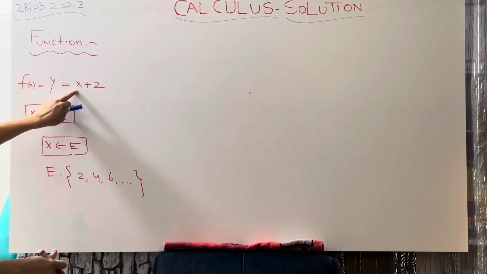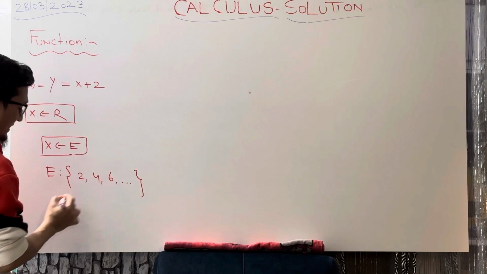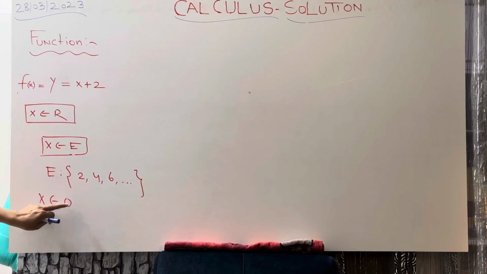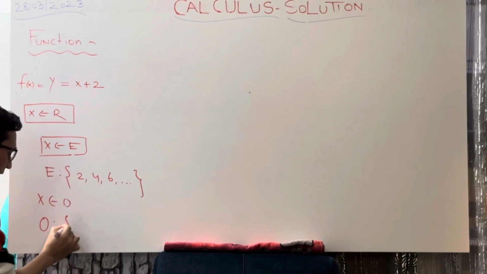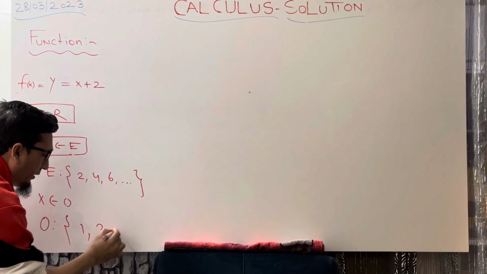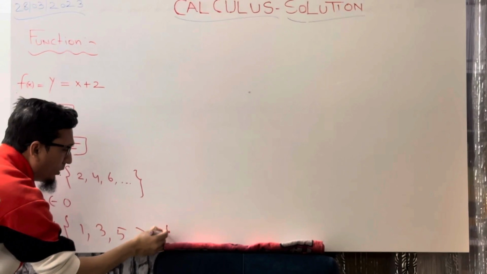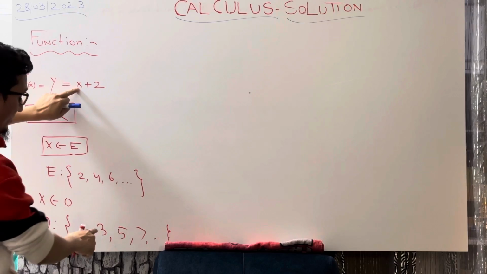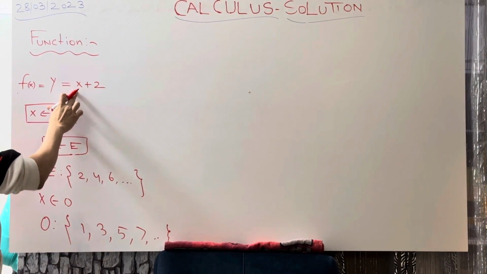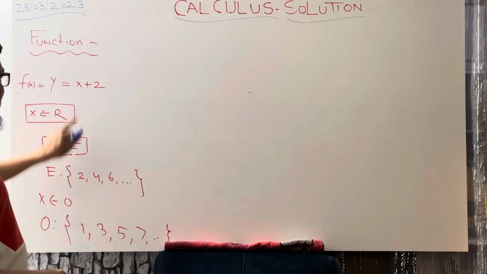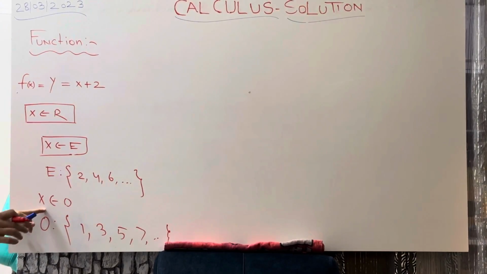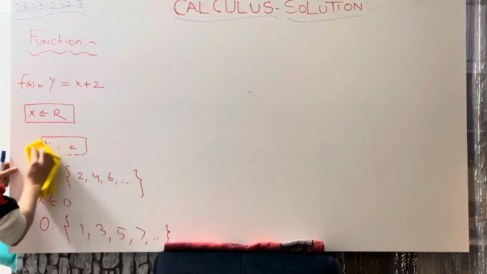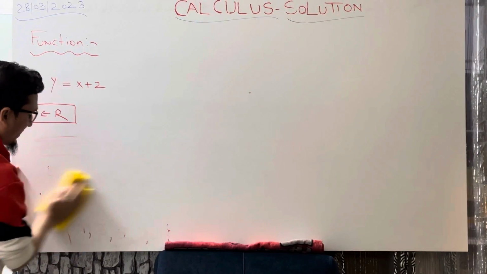I cannot write 3. In the same way, if I write here x belongs to O, then x is a number which is odd. So the odd numbers are 1, 3, 5, 7 and so on, right? I can put the value of x as 1, 3, or 5. But my question is, I want to take 2. Can I take 2? No. Why? Because 2 is an even number, not an odd number. So we cannot say here that x is even or x is odd or x is rational or irrational.